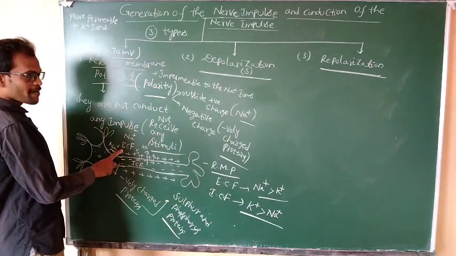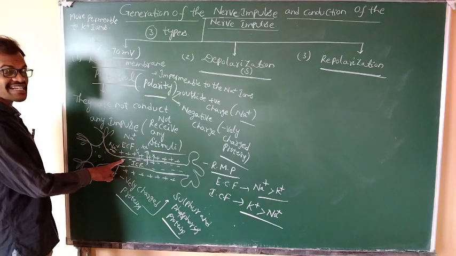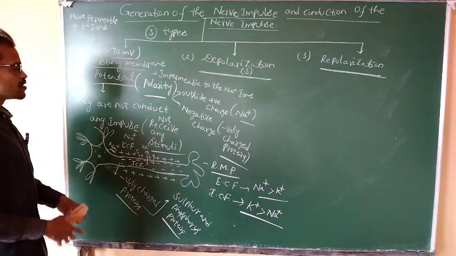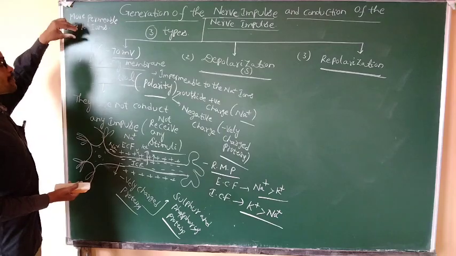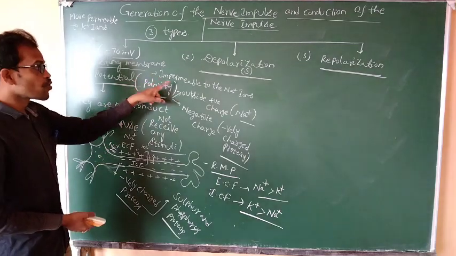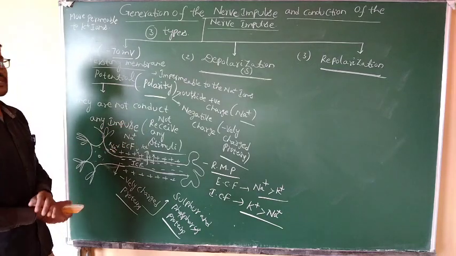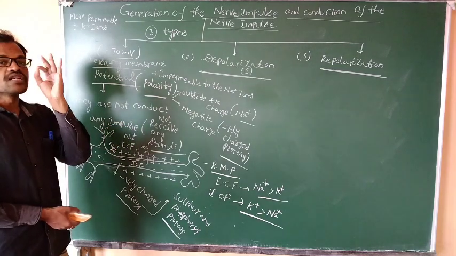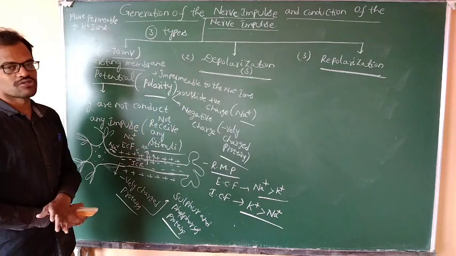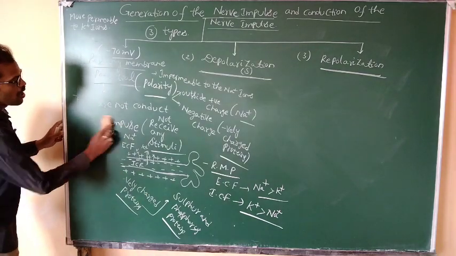In the extracellular fluid outside the membrane, sodium ions are more concentrated than potassium ions. Inside, in the intracellular fluid, potassium concentration is more than sodium. During the resting membrane potential, the membrane is more permeable to potassium ions from inside to outside, but impermeable to sodium from outside to inside, and also impermeable to the negatively charged ions from inside to outside.